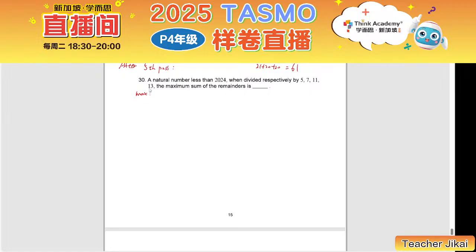If we divide by 5, the maximum remainder is 4, right? If we divide by 7, the maximum remainder is 6. Divide by 11, the maximum remainder is 10. Divide by 13, the maximum remainder is 12. And we are asking the sum of it. So plus, plus, plus, and then you can see it's 32. But is it possible? The number here should be the LCM, the least common multiple of 5, 7, 11, and 13, right?